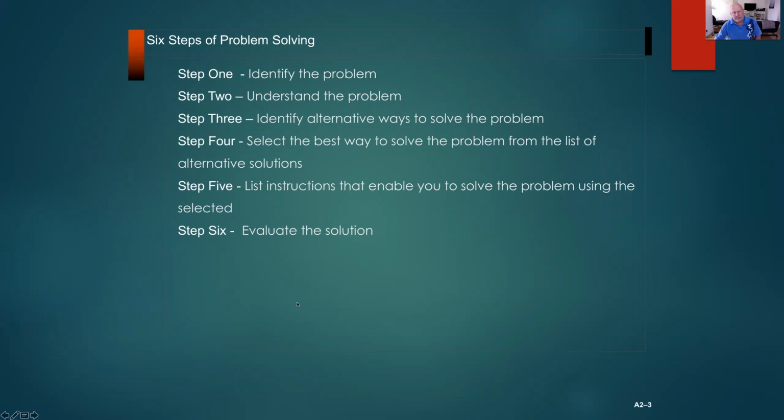So what are the 6 steps to problem solving? Step 1, identify the problem. Before you can try and solve the problem, you have to identify what the problem is. Step 2, understand the problem. If you are understanding the problem in the wrong way, you're probably not going to be able to solve the problem with your solutions, because if you can't figure out what the actual problem is, then it's going to be hard to solve. Step 3, identify alternative ways to solve the problem.